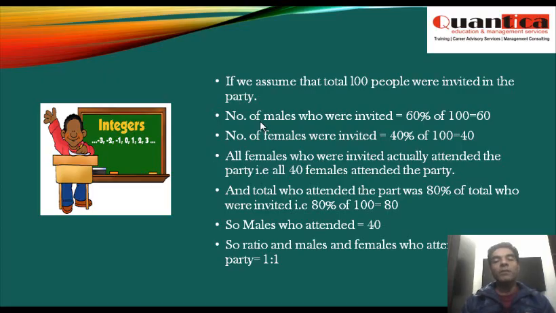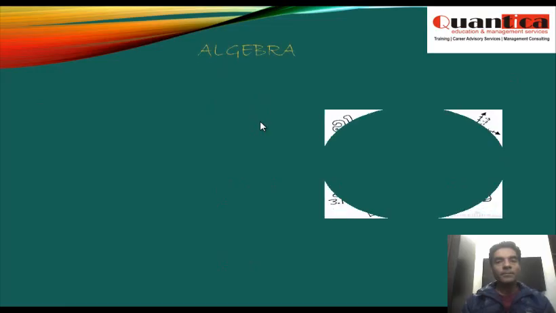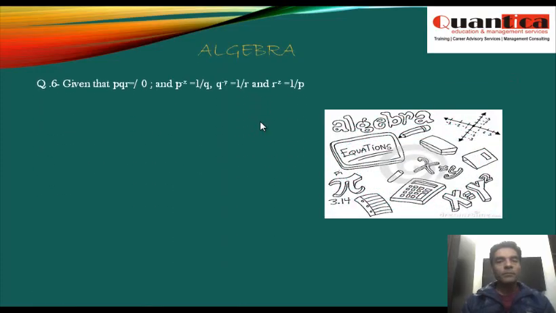This is a question from algebra. Now it is given that pqr is not equal to 0 and p to the power minus x is equal to 1 by q, and q to the power minus y is equal to 1 by r, and r to the power minus z is equal to 1 by p. So we are supposed to find the value of x into y into z.